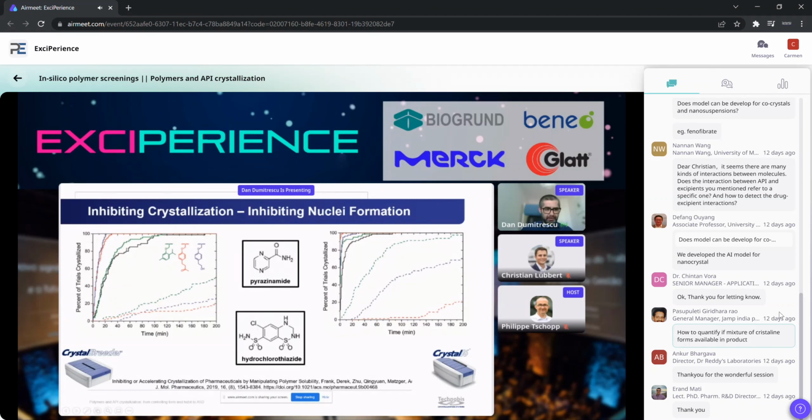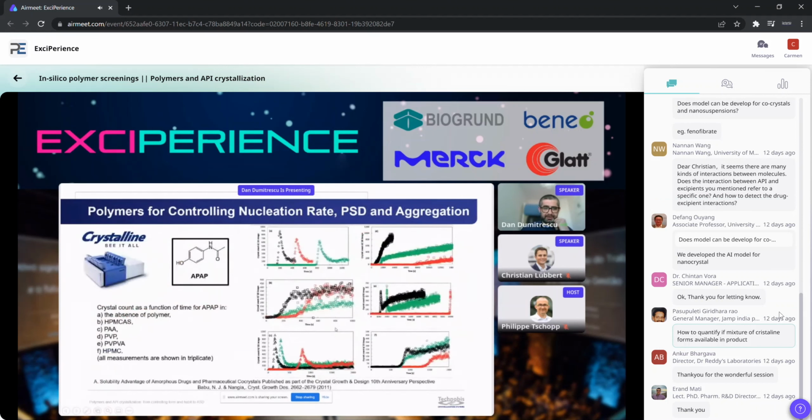You have the control in black. You have then the best heterogeneous nucleators are also the best nucleation inhibitors if grafted on a soluble polymer. The same is for the second drug, hydrochlorothiazide. Again, the best heterogeneous nucleators can be the best crystallization inhibitors.